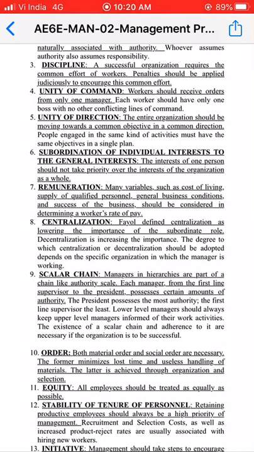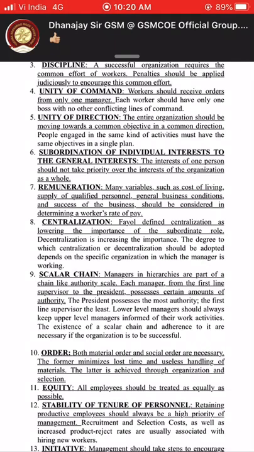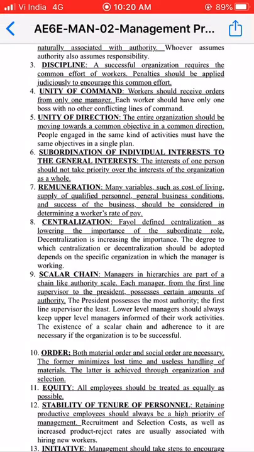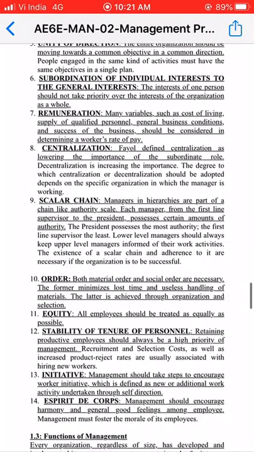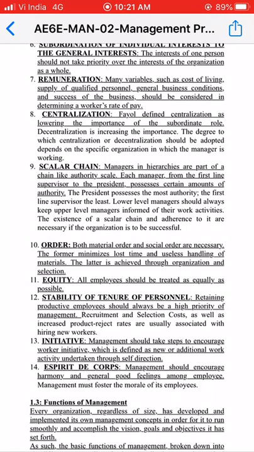Okay, then centralization. The eighth principle is what? Centralization. Okay, Henry Fayol defined centralization as lowering the importance of the subordinate role, and decentralization as increasing the importance. So centralization means what? The degree to which centralization or decentralization should be adopted depends on the specific organization in which the manager is working. So this is about centralization.